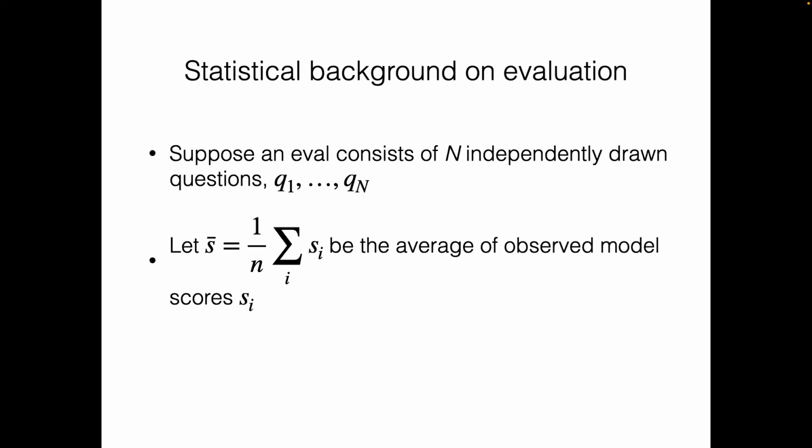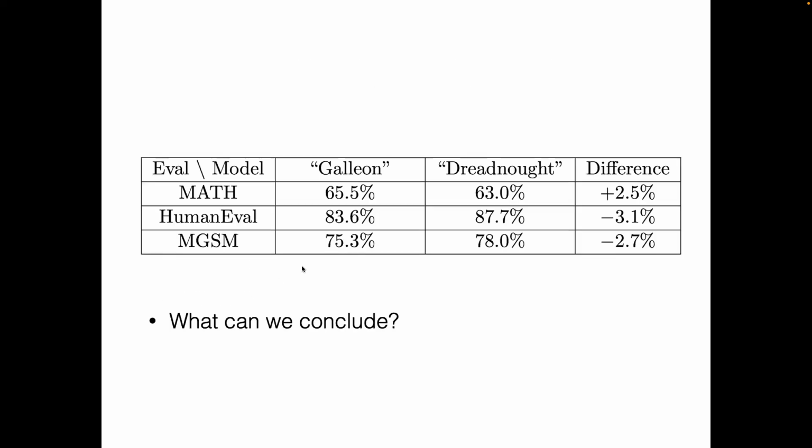And then you can consider what is the average score that a model gets on the eval. Here in the case of a math problem, your score is either 0 or 1. You got it correct or you got it incorrect. And then you can consider what is the average score on the eval. That's nothing special. It's usually what you would expect to see in a table. This is the average score.